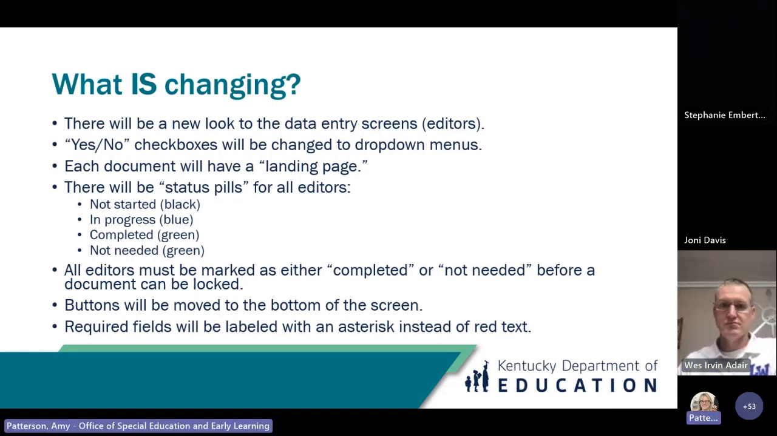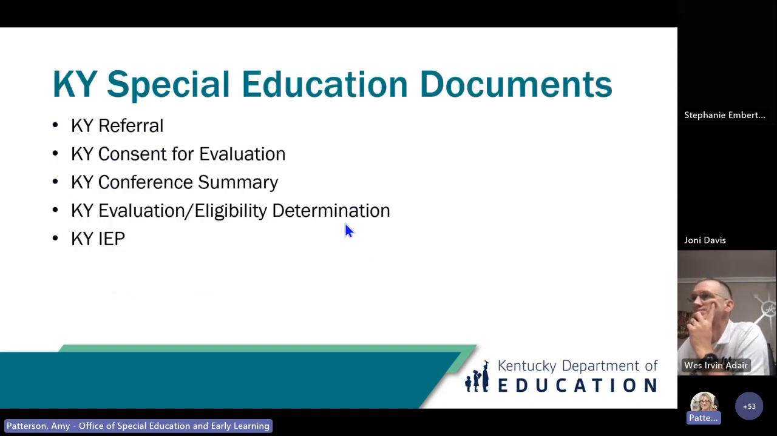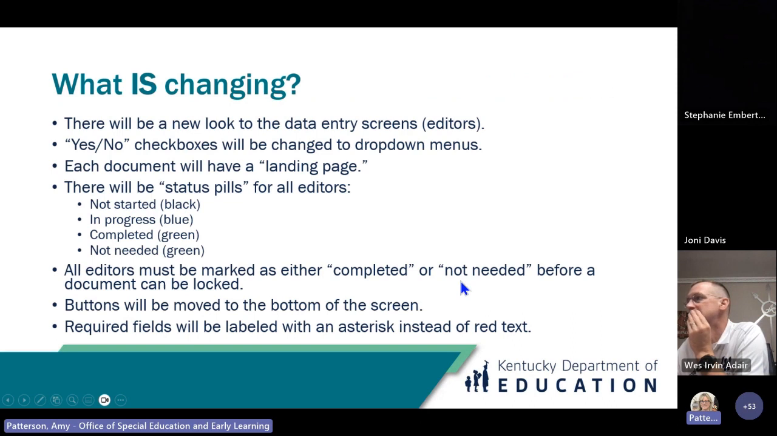Each document has a landing page that has a list of the editors, with status pills next to each editor. If it's not started, it's going to be black. If it's in progress, it'll be blue. Completed is green, or not needed is green. All editors must be marked either complete or not needed before a document can be locked.